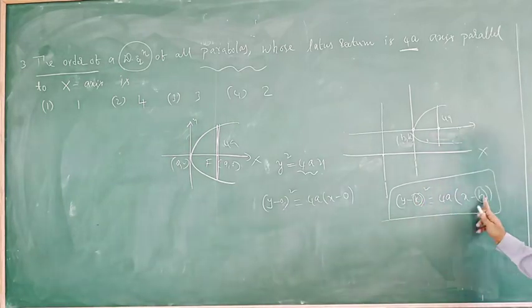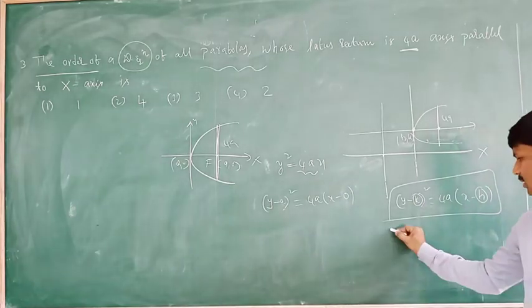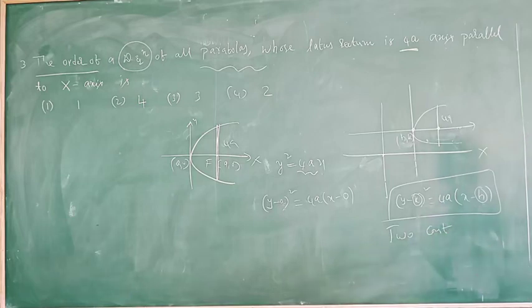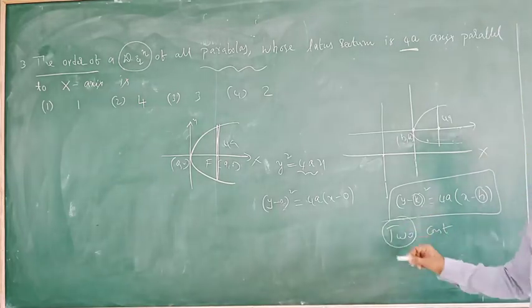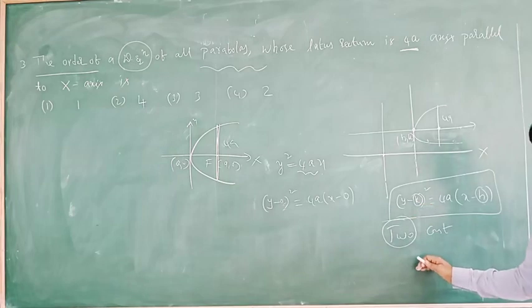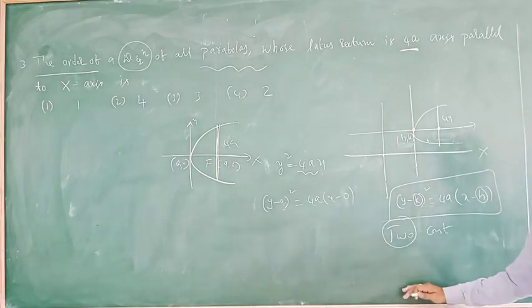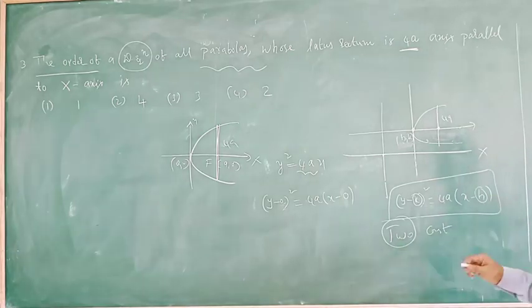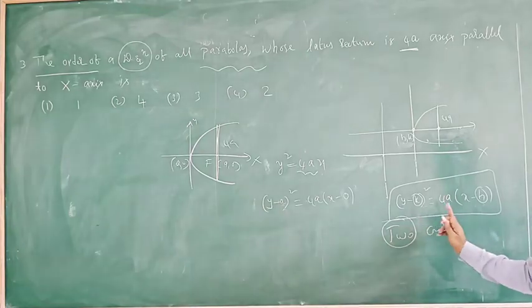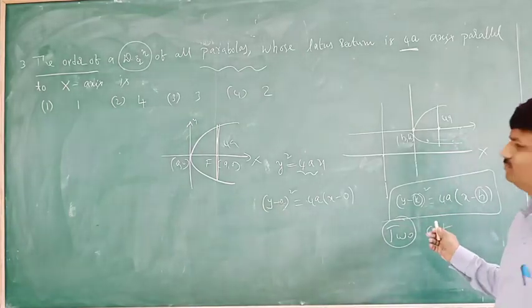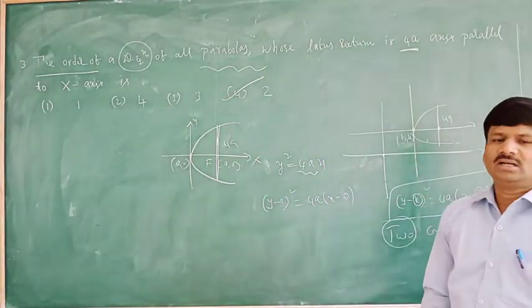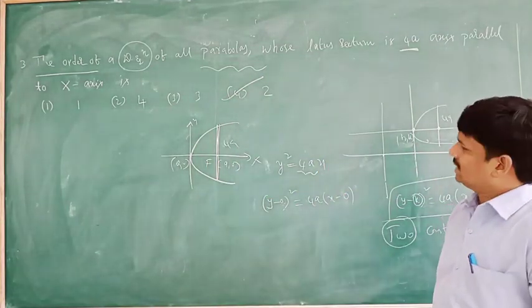Here how many arbitrary constants are there? 2 arbitrary constants. So to form a differential equation, how many times will you take the derivative? 2 times. After differentiating 2 times, you will get order 2. So what is the order of the differential equation of this parabola? 2. So option 4 is the correct option.